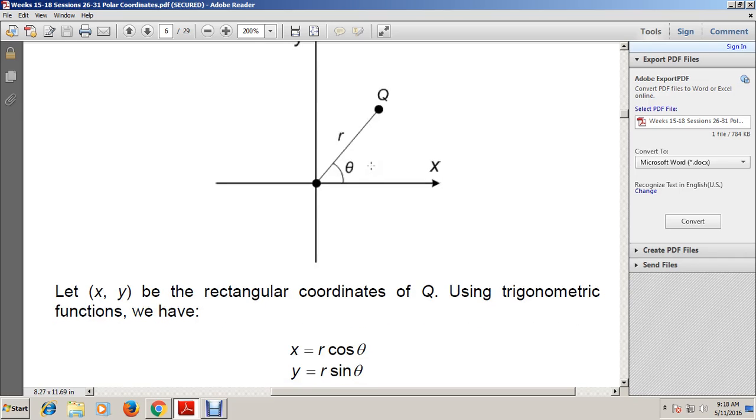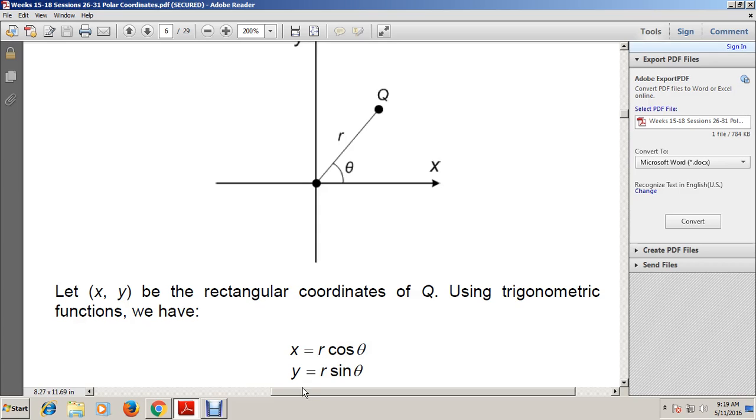So therefore, we can make use of the trigonometric functions sine and cosine to compute the x component and the y component. Obviously, since the x component is the adjacent side, we will be using cosine. Cosine is defined as the adjacent side, which is x, divided by the hypotenuse, which is r. Solving for x, that would be x equals r cosine theta.